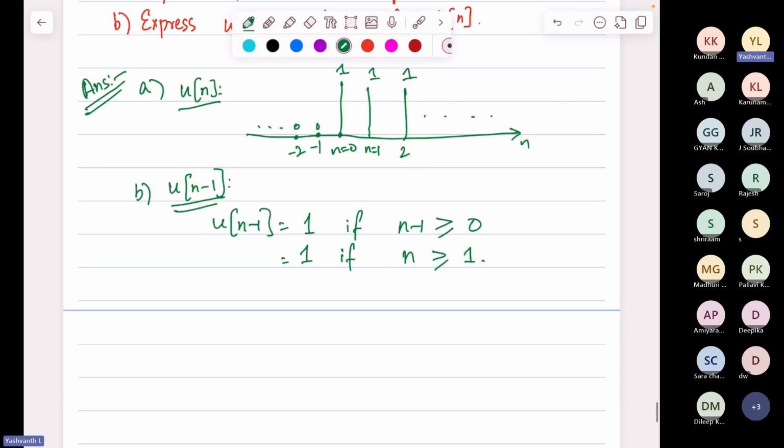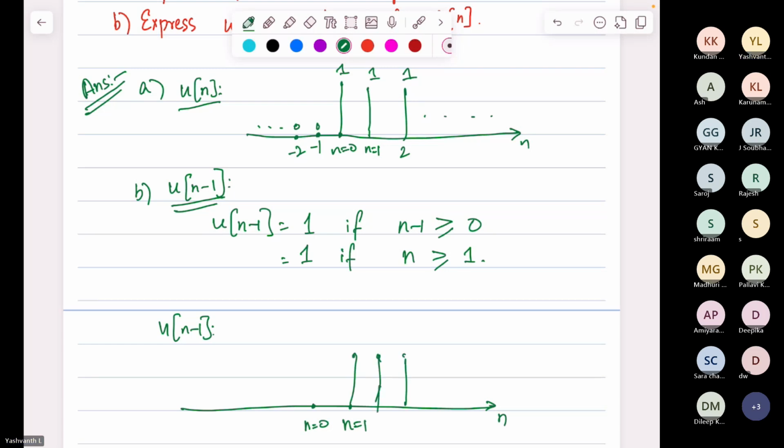Do you agree? That means the plot of u of n minus 1 is as follows. Instead of starting at n equal to 0, I will start at n equal to 1. From n equal to 1, I will have all ones, and so on. But for n equal to 0, you will have 0. Is it okay? Can anyone confirm? Yes, sir.